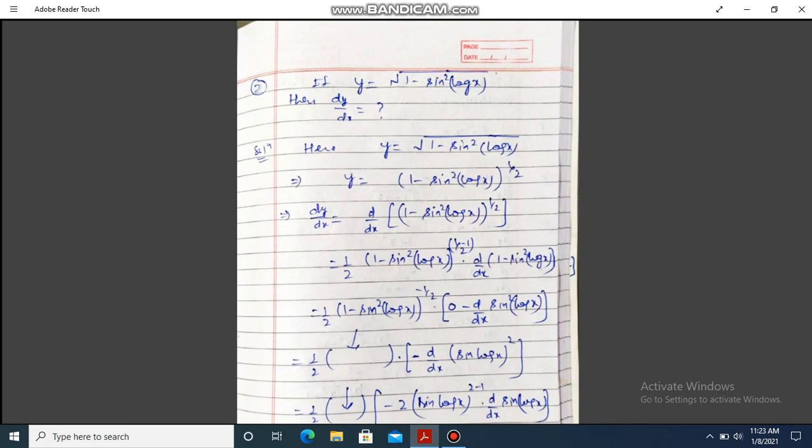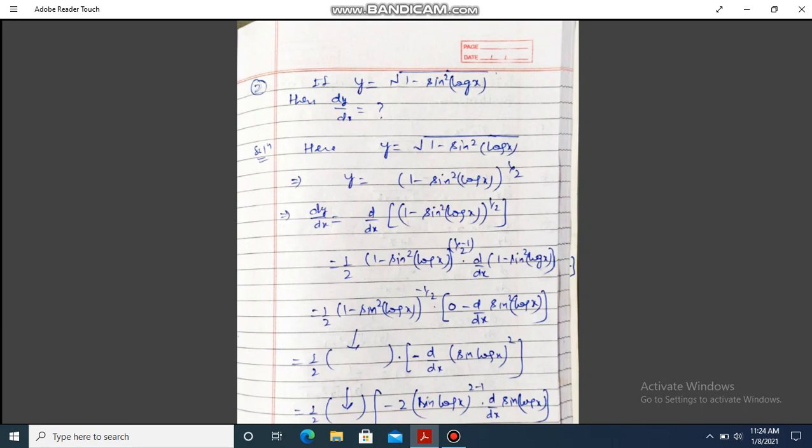So first we are going to differentiate the under root, which is the power formula. So if y is equal to 1 minus sine square log x to the power 1 by 2, we will differentiate first using the power formula. So according to that, 1 by 2 will come out and the power will be reduced by 1. So 1 by 2 into 1 minus sine square log x to the power 1 by 2 minus 1. Now we are going to differentiate inside that bracket, 1 minus sine square log x.